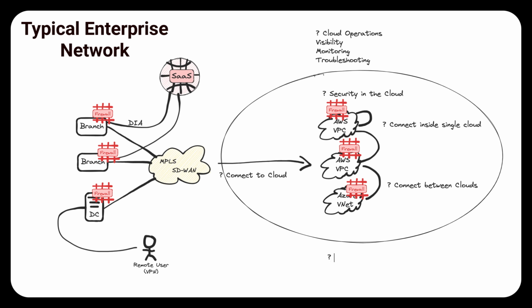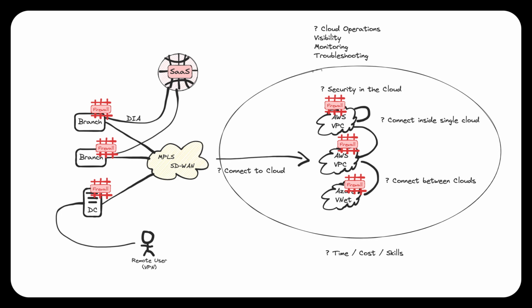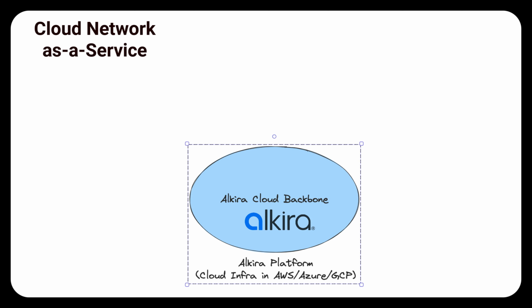Lastly, all of that has to be done under the pressure of time, budget constraints, and while leveraging traditional networking skill set. So, as you can see, it is a very difficult challenge to overcome leveraging traditional hardware and software-based architectures. Let's now shift gears and look at the Alkira Cloud Network as a service.